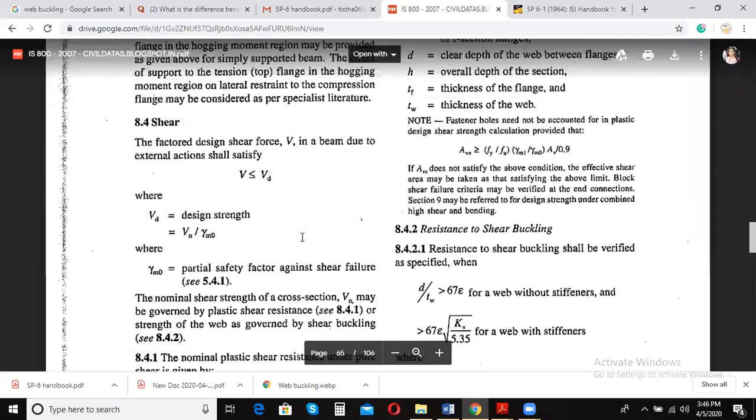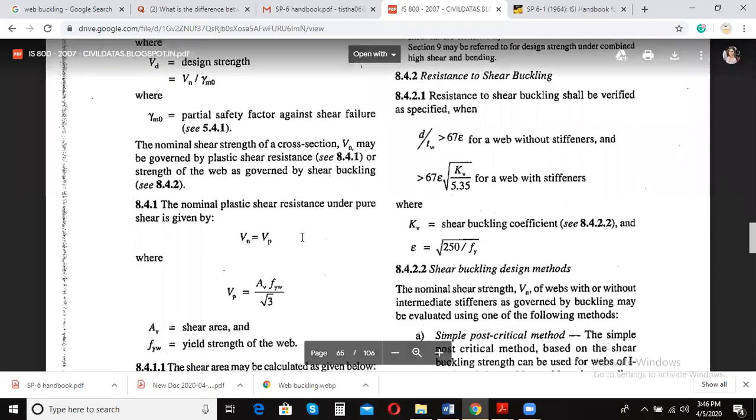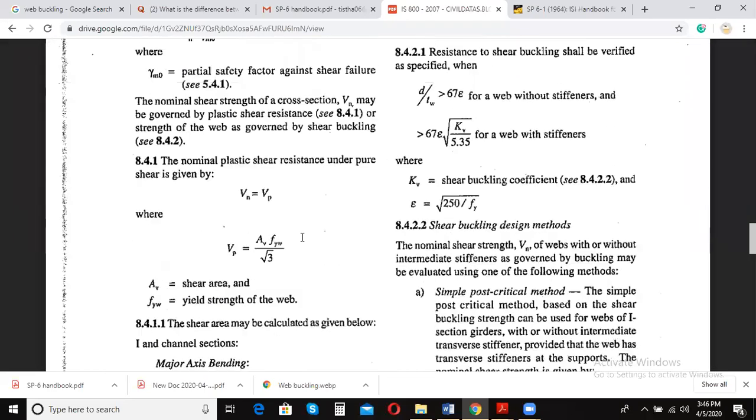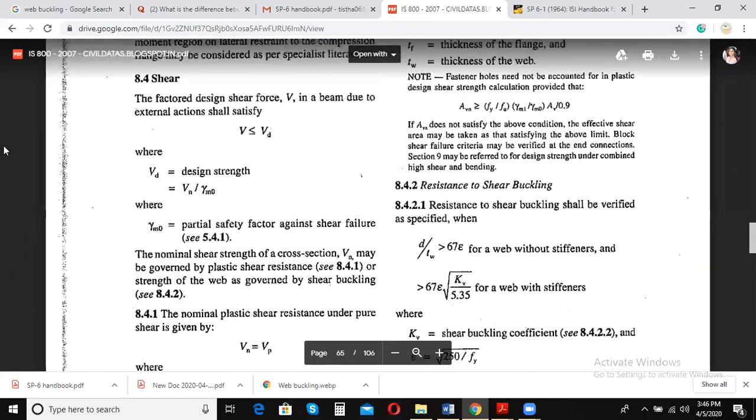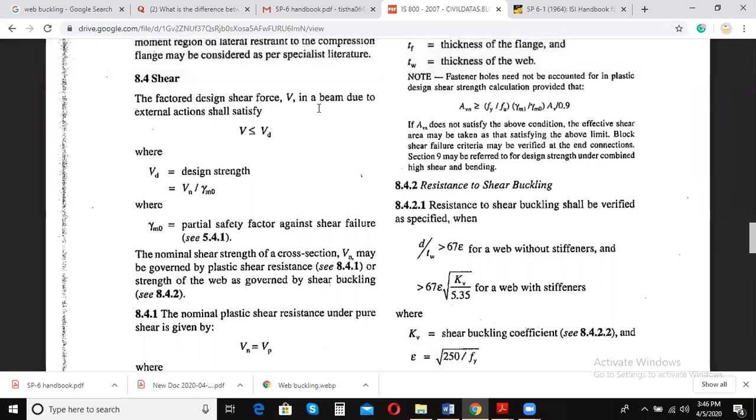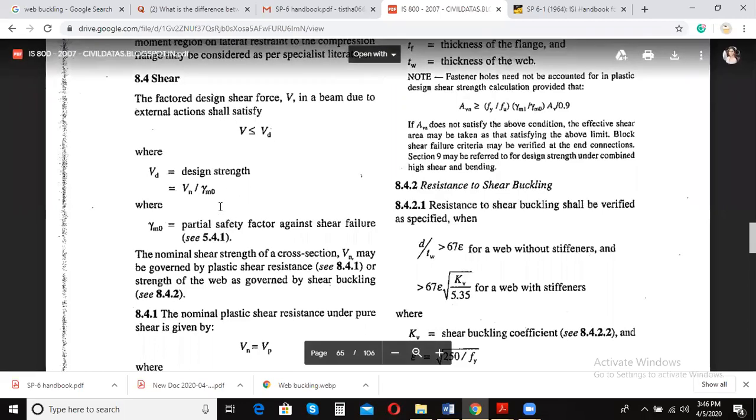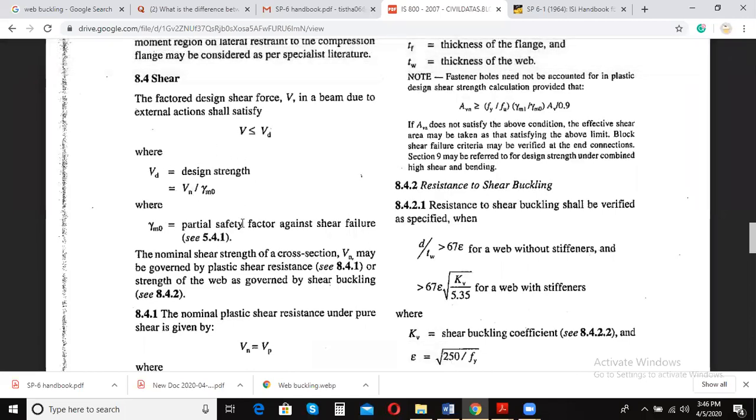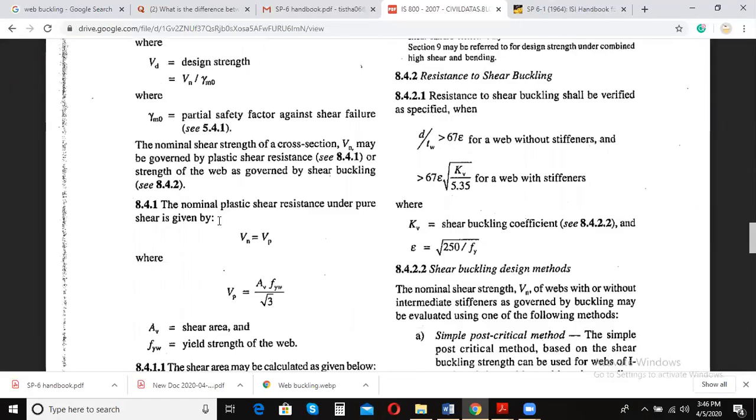I have come to the code, clause number 8.4 on page 59 of IS 800-2007. This clause is for shear. Let's read it. The factored design shear force V in a beam due to external action shall satisfy V less than or equal to Vd, where Vd is the design strength. This is the value which you have to calculate. It is equal to Vn, the nominal shear strength, divided by gamma m0.